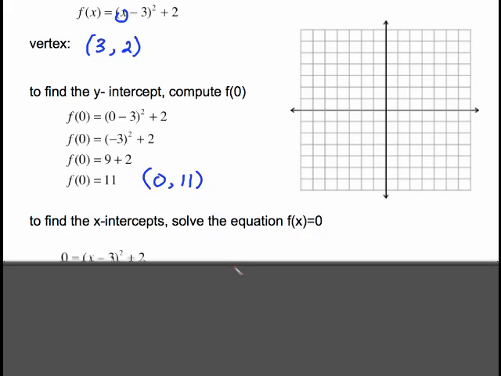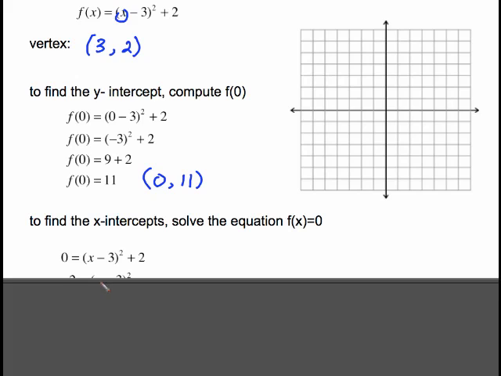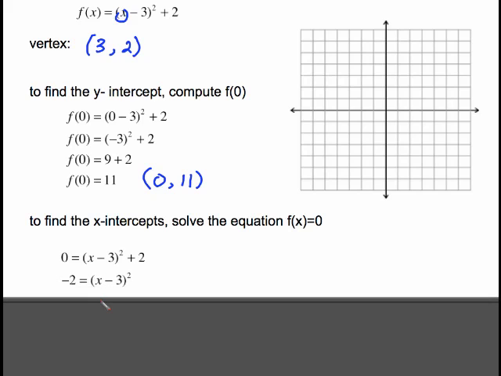Let's do the x-intercept. Let's set our function equal to 0. Solve this by subtracting 2 from both sides. To undo the squared, we would take the square root of both sides, and right there we've got a problem. When you take the square root over here, you're taking the square root of a negative, which gets you an imaginary answer, and you're not going to graph imaginary stuff on this grid. So that says there are no x-intercepts, and that's okay. We'll just have to graph this using some other tools.